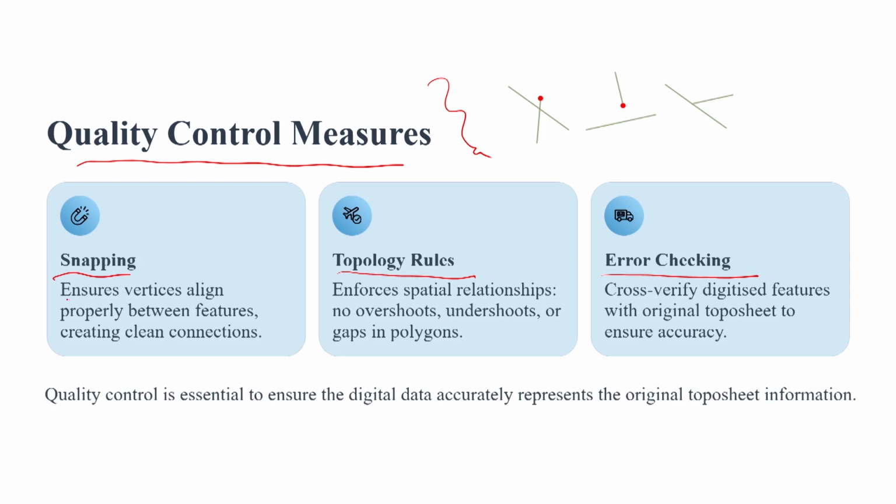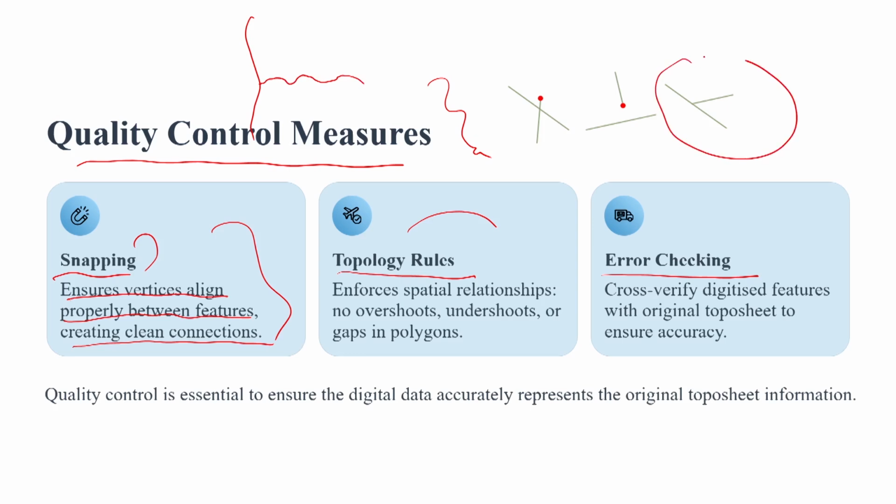Here, ensure the features align properly, creating clean connections. We have to check all this with the snapping tool in ArcGIS and QGIS. Then topology rules: when we digitize, if there is one road and another road, we have to fix the connection exactly. Look at this picture: one road is exactly connected with the other road, or one water body with the other water body. So, this is the corrected one.